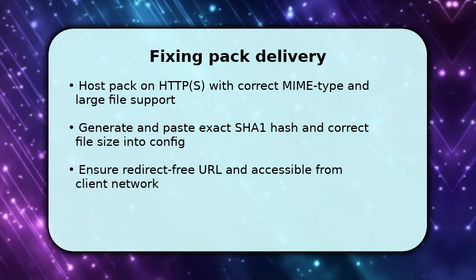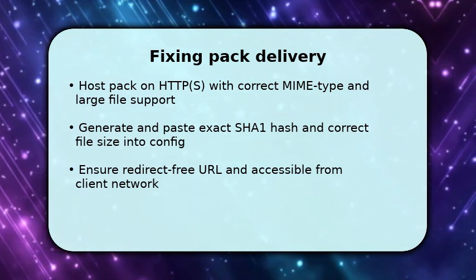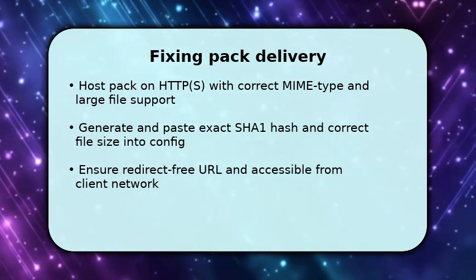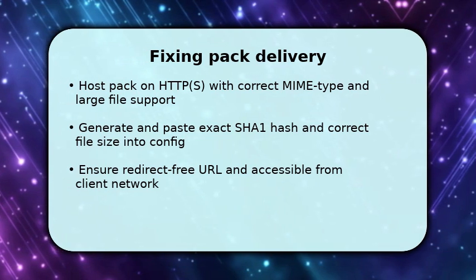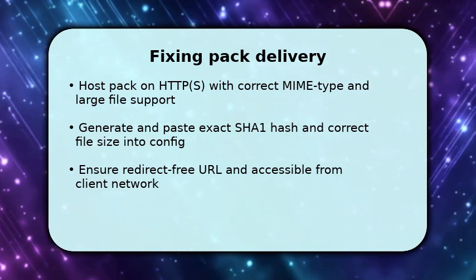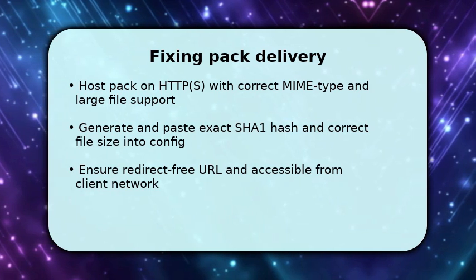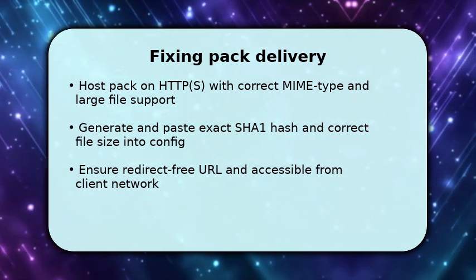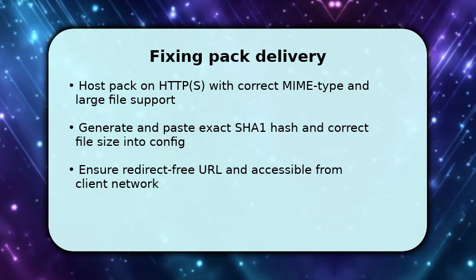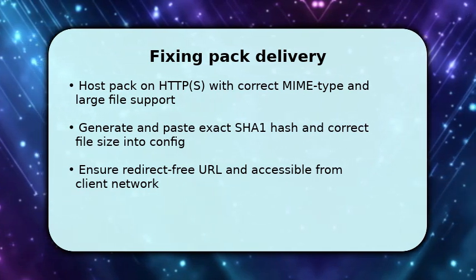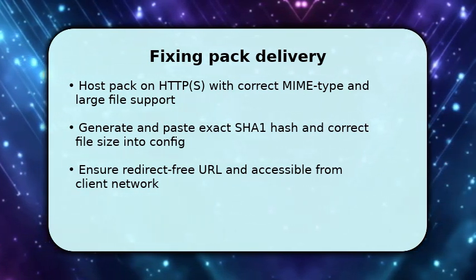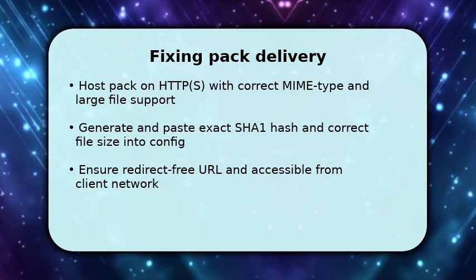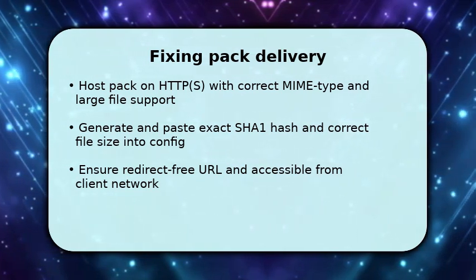Next, generate the SHA-1 hash of the uploaded file and copy the precise value into server.properties or pack manifest. This is how the client validates integrity. Also record the exact byte size and include it if required. Make sure your hosting supports range requests and concurrent downloads. Slower or blocked hosts can cause the client to abort the apply process mid-transfer.